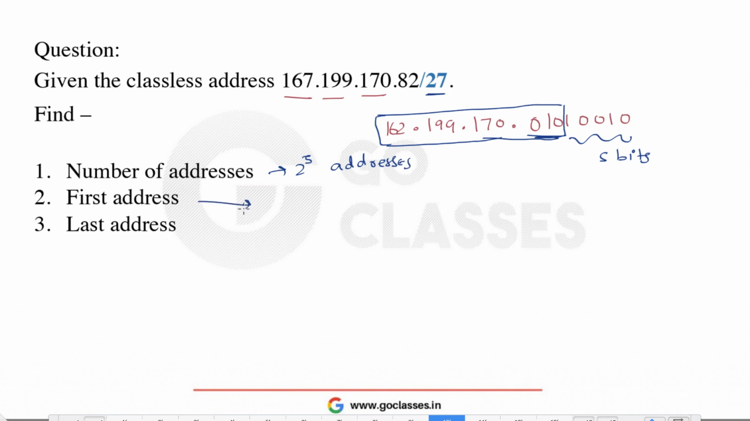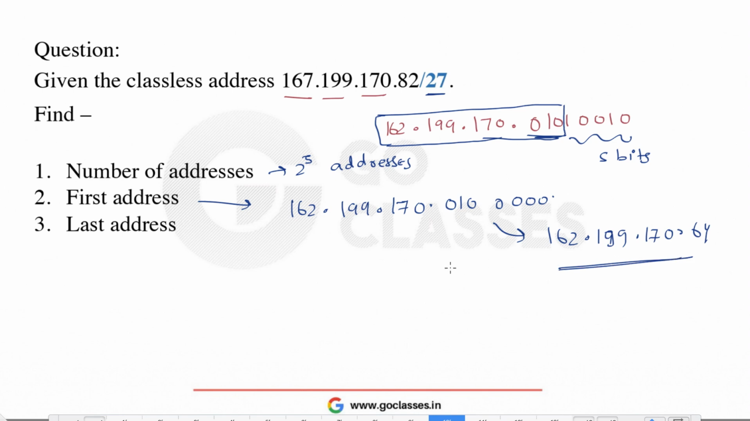And what is the first address? The first address will be 162.199.170 dot 010, which is fixed, and then you need to take everything else as 0, right? This is the first address. You need to convert that into decimal: 162.199.170 dot, this is 2 power 6, which is 64. So this is your first address.